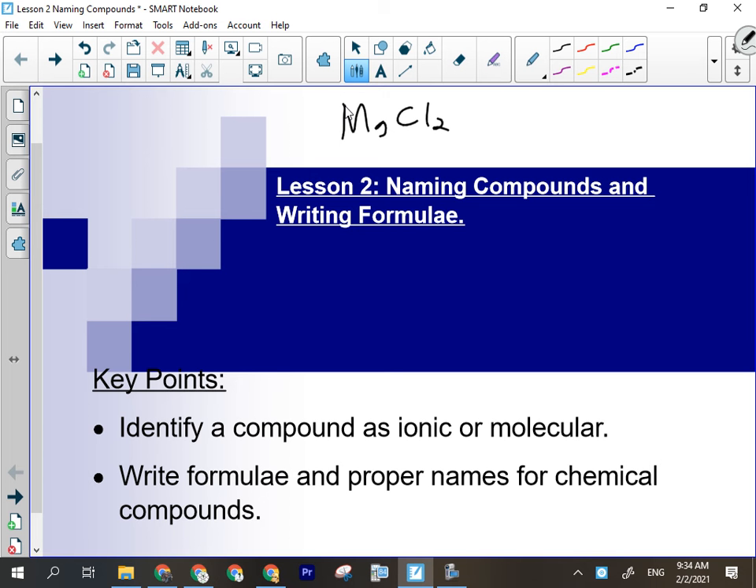On your periodic table, and I'm going to pass these around in just a minute, we've got metals on the left-hand side of the staircase, and non-metals on the right-hand side of the staircase. An ionic compound is always made up of a metal and a non-metal. Anytime you see both, you're dealing with an ionic compound. A molecular compound is made up of two or more non-metals. Okay, everybody got me there? All right. So this compound then is ionic.